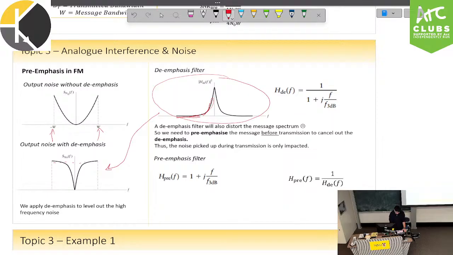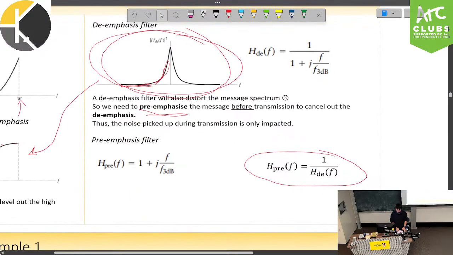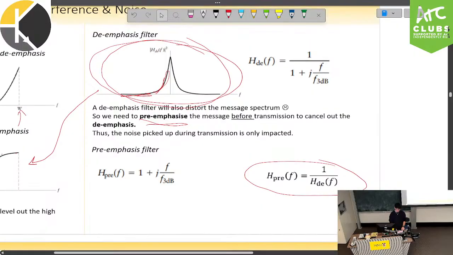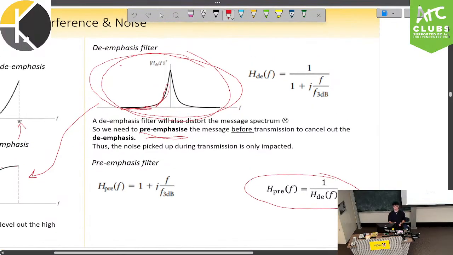The issue with this is that when we apply the de-emphasis filter, it will inevitably also be applied to our signal. So our signal will also be distorted in this way. So before we transmit, we need to pre-emphasize the signal itself so that when we de-emphasize, they cancel out. Which is why we see this relationship here where the pre-emphasis filter is the reciprocal of your de-emphasis filter. So your noise is directly impacted by this de-emphasis filter, whereas your transmitted signal is not. The effects of those filters are cancelled out.